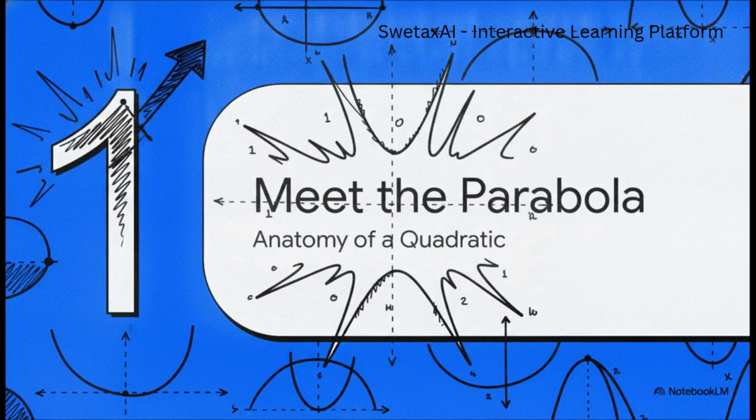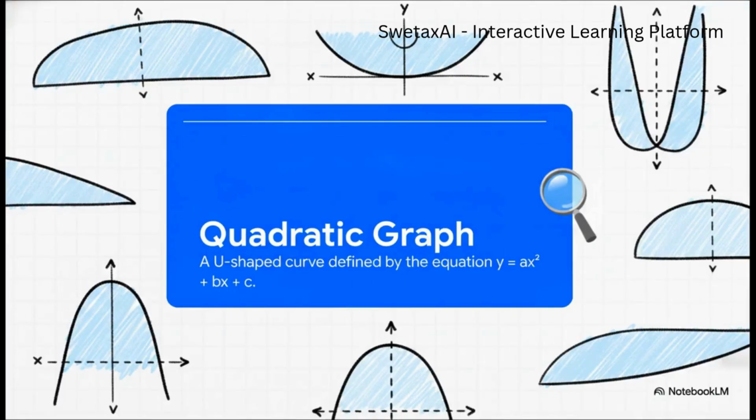All right, section 1, meet the parabola, the anatomy of a quadratic graph. So, a quadratic graph, which is commonly known as a parabola, is basically this U-shaped curve defined by the general equation y = ax² + bx + c.